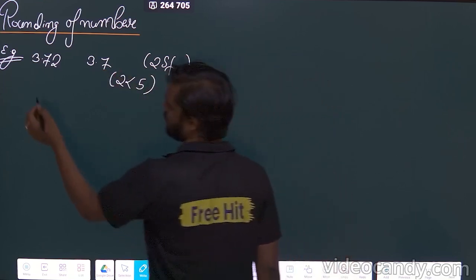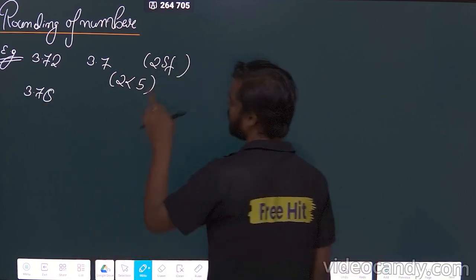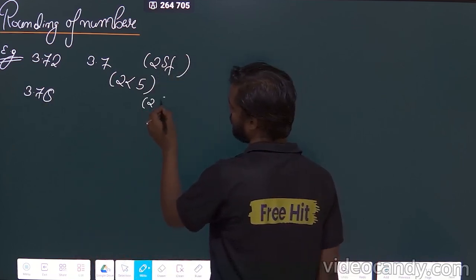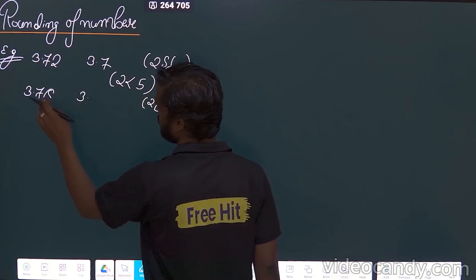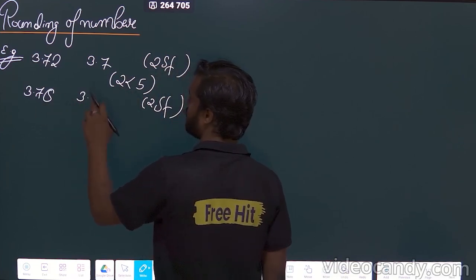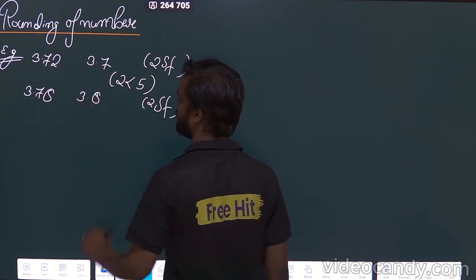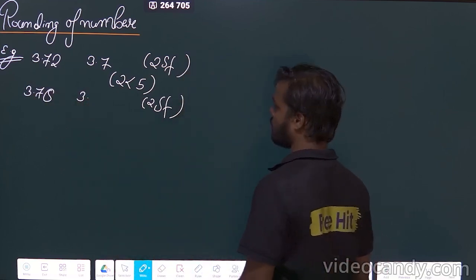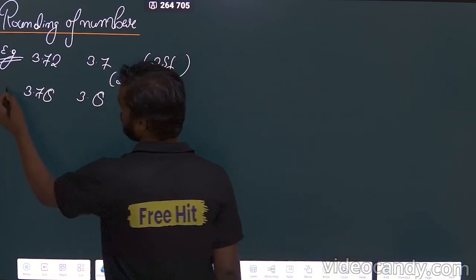Simple. Second example, suppose it is 3.78. Now I again have to round to two significant figures. So I will write 3, and for the next term I have 8. Is this 8 less than 5 or greater than 5? It is greater than 5, so I will increase this by 1. So it will become 3.8. That is the round off of this. So it will become 3.8 here.